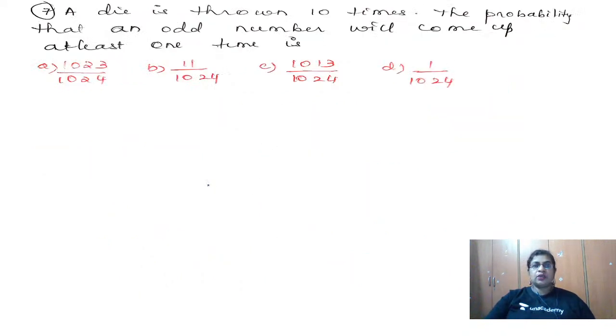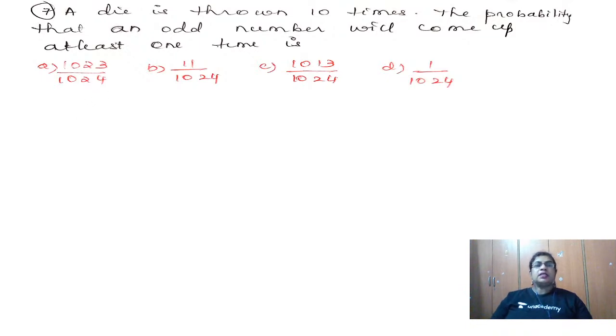Yes, we move on to the next question, question number 7. What is given here in question number 7? It is also a question of probability. It is nothing but the Bernoulli trials and Bayes theorem question, and it is the Bernoulli trials question.